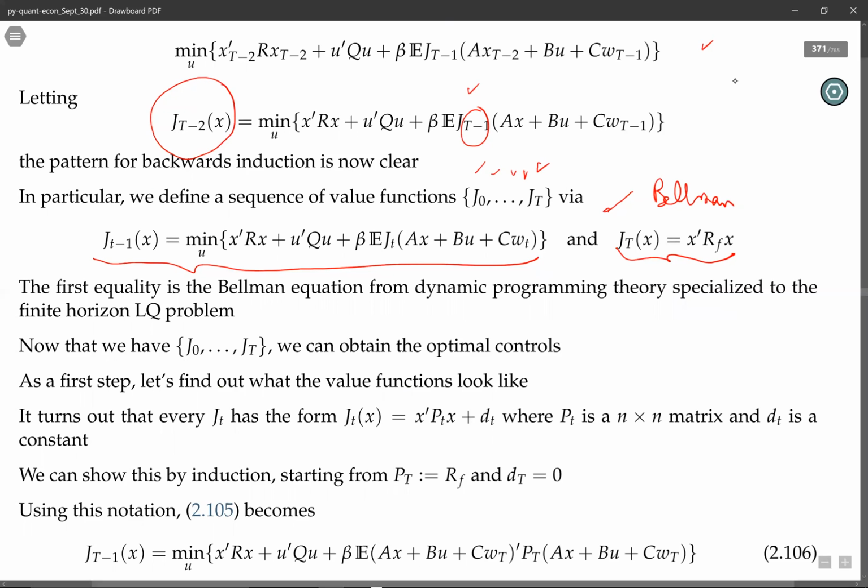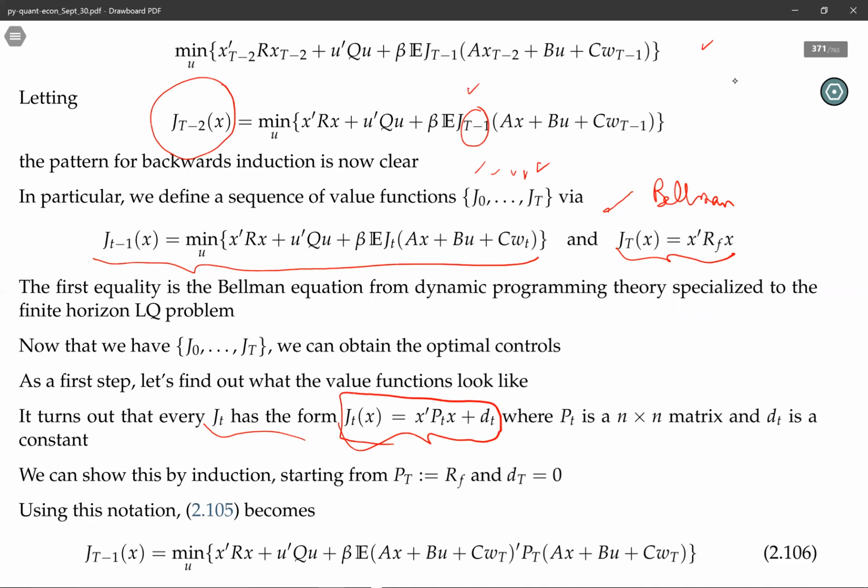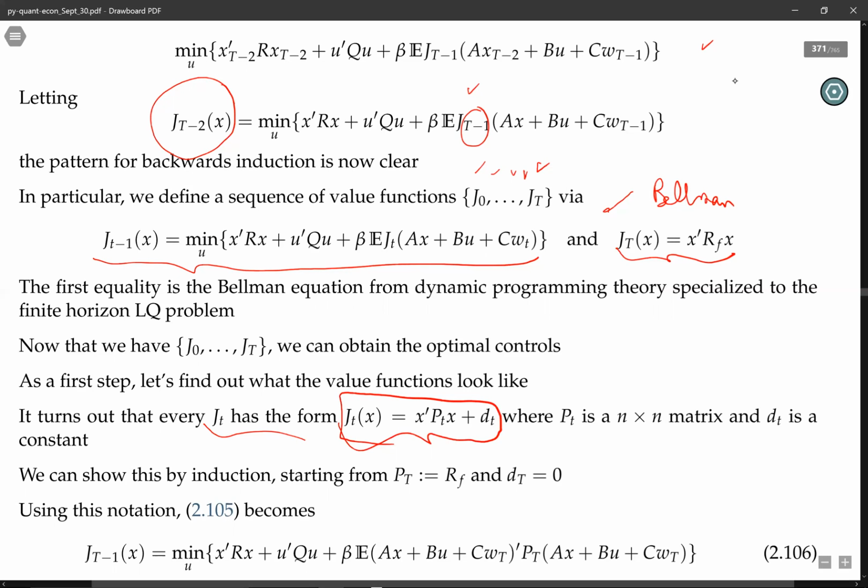So this is a key line. For linear quadratic problems, it turns out that these value functions have a very simple form. Look at this. J_t(x) is going to turn out to be a quadratic form itself in the state, once we've minimized out the controls, and a constant. P_t is going to be an n by n matrix, and d_t is going to be a constant. And they're very easy to compute.